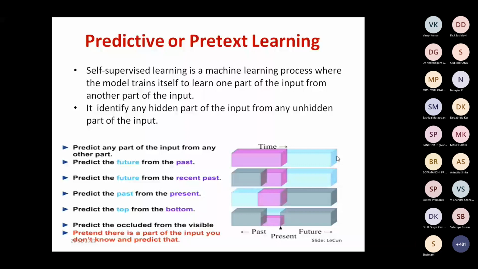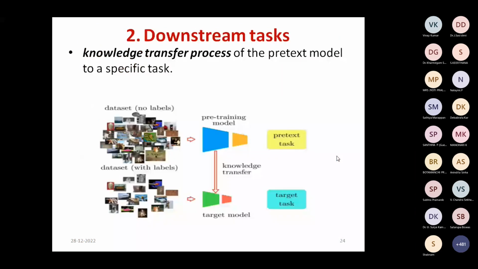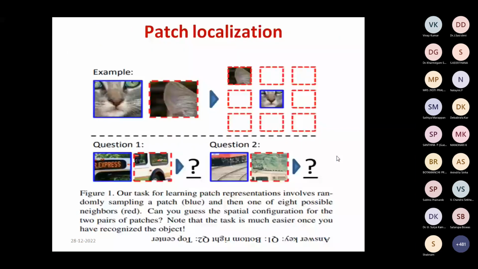Okay. A certain portion may be hidden. So with the unhidden content, you are going to identify the hidden part of the input from the unhidden part of the input. That is predictive or pretext learning. This is quite a normal learning which is used in most of the applications in computer vision and NLP. That's what I plan to discuss in this session.